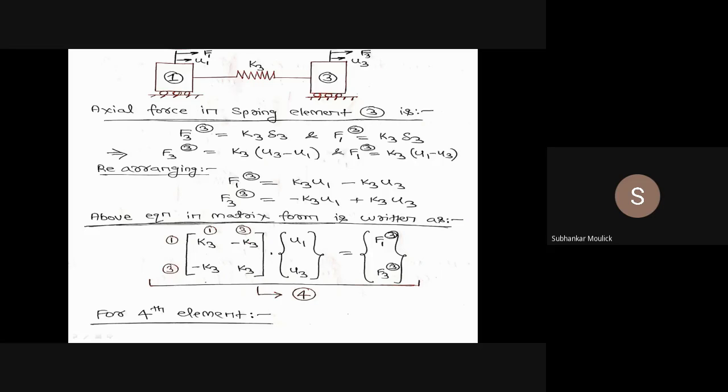So I can write K3, minus K3, minus K3, K3, into the displacement at node 1, which is u1, and at node 3, which is u3, equal to the nodal force vector. At node 1 the nodal force is f1, but it is applied on the third element, so f1 of 3. At the third node the nodal force is f3, but it is applied on the third element, so it will be f3 of 3, which is equation number 4. Is it clear to all of you? Equation number 4 for the third element.